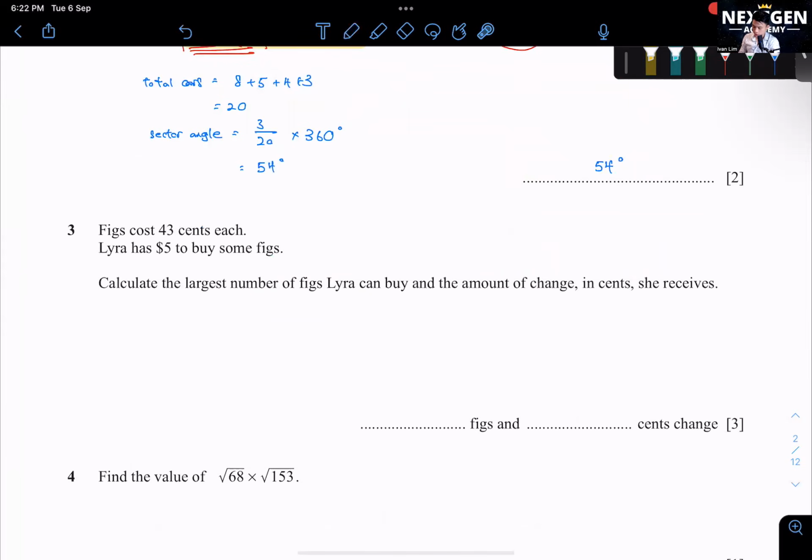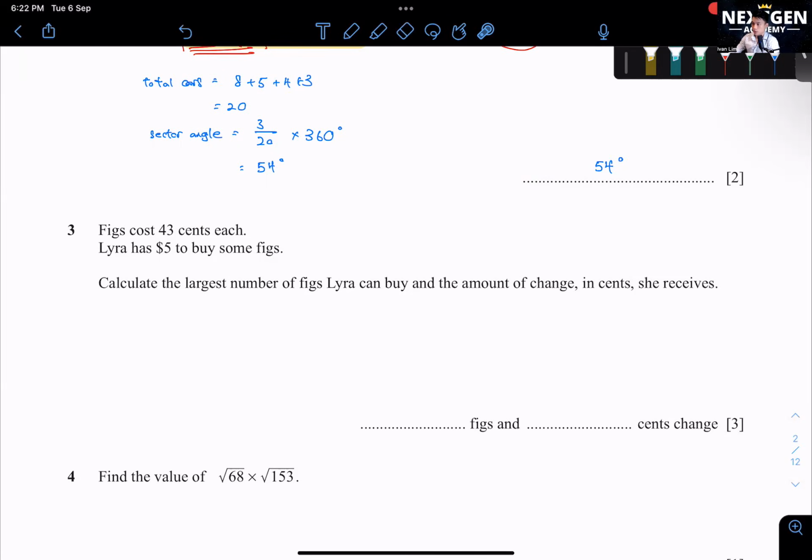Figs cost 43 cents each. Lira has $5 to buy some figs. Calculate the largest number of figs Lira can buy and the amount of change in cents she receives. So how do you do this? Sorry, I got $5 to buy some figs.